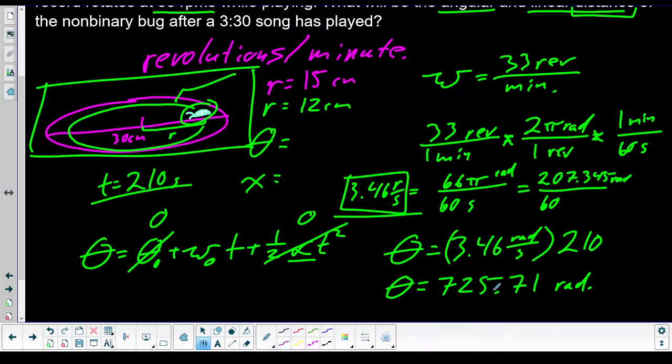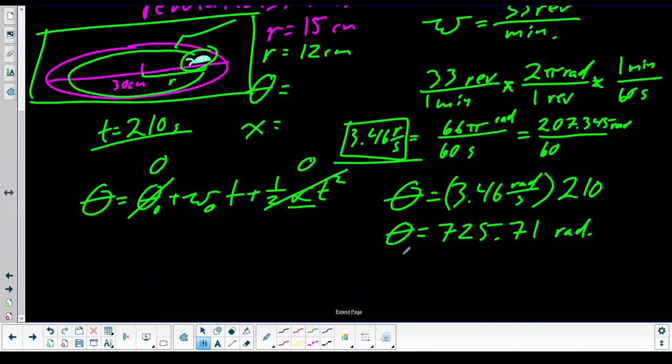So here's what we're going to do. We're going to divide that by 2 pi just to turn it back into full rotations. Whoops, I messed up. Let me try one more time. Answer divided by 2 pi. Okay. What this is in rotations is 115.5. So we're going to go around 115.5 times.